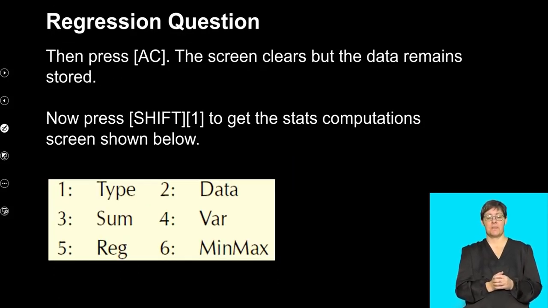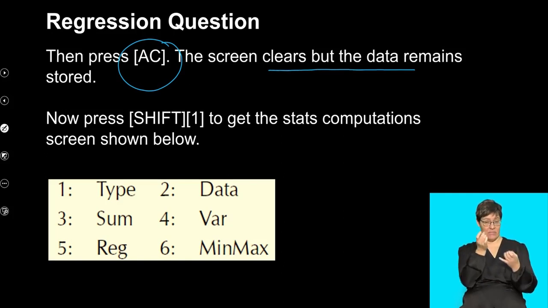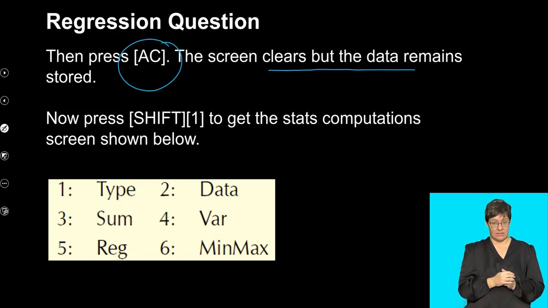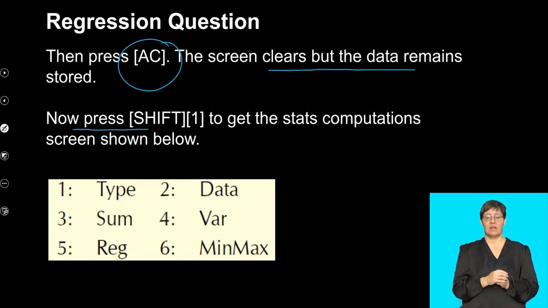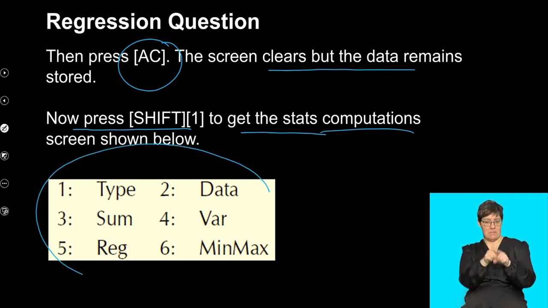Now, you're going to press AC, okay, the screen, to clear the data. But the data remains stored. It will be in the calculator, okay? Then you press Shift 1 to get to the stats computation. After Shift 1, you must see something like that.